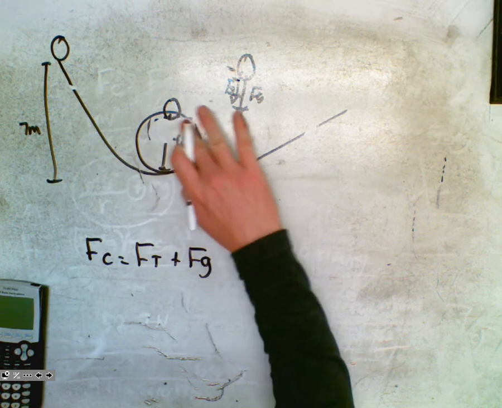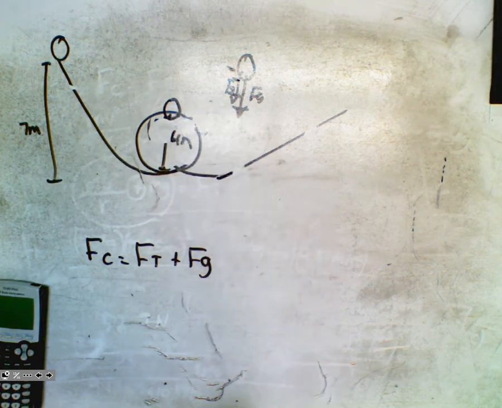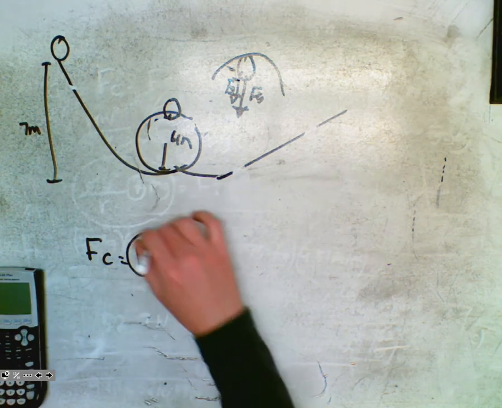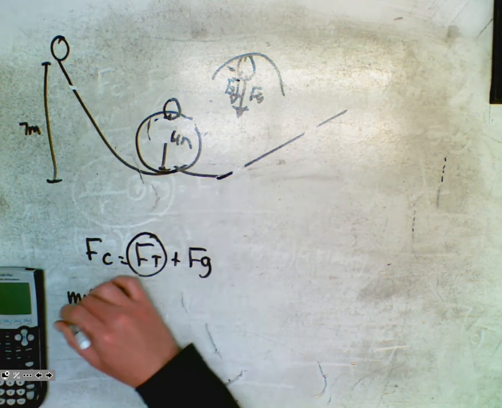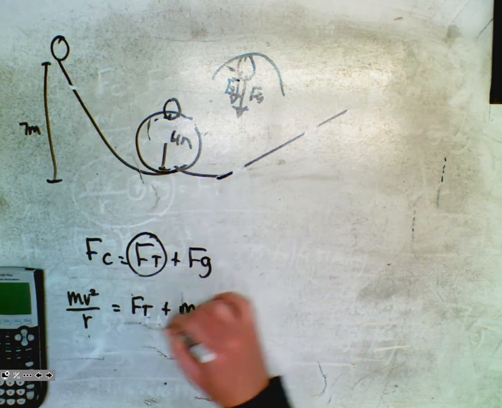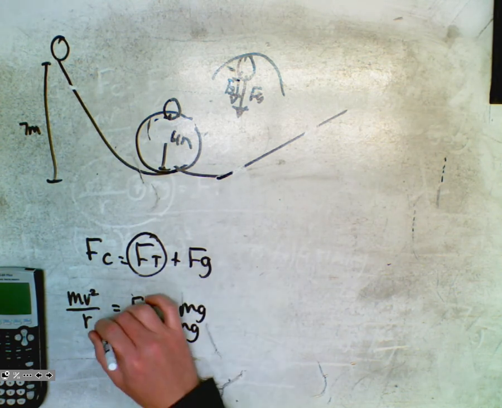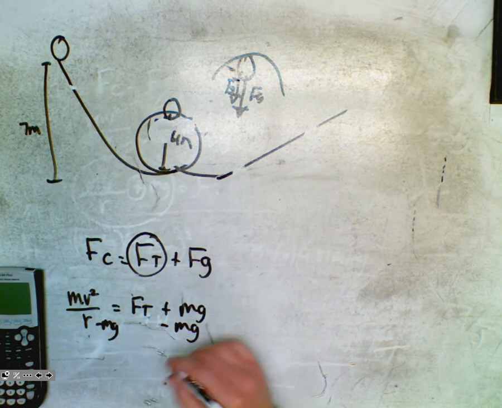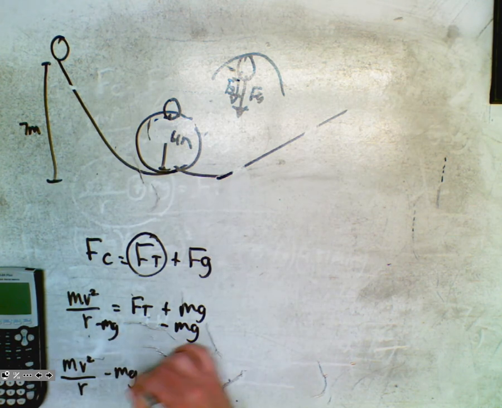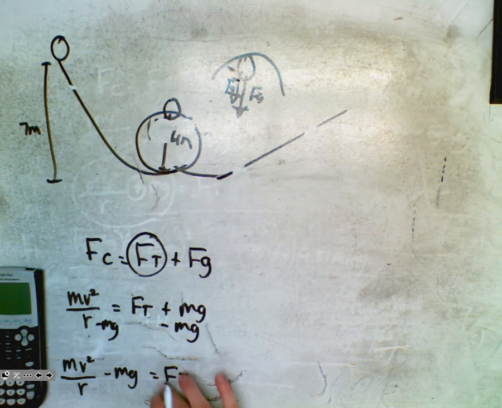Okay, that's really messy. There we go. That's a little bit better. So we want to find his apparent weight. So we want to find this again. So we have mv squared over r equals force of tension plus mg. So I subtract mg from both sides, and I end up getting mv squared over r minus mg is equal to Ft.